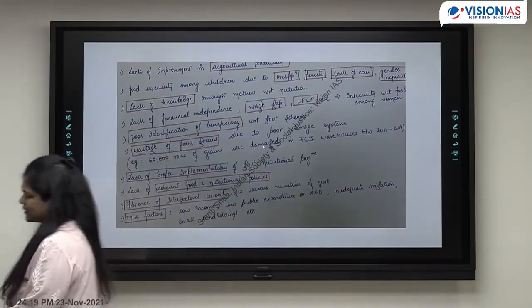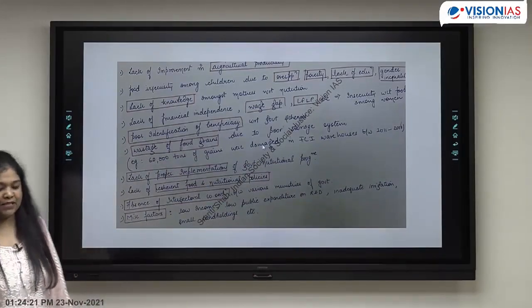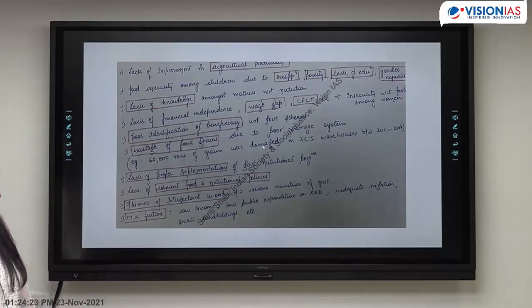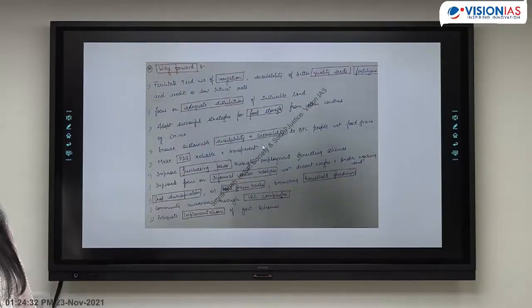And then you can put down, as a miscellaneous factor, that basically there is low income, small land holdings, so food productivity is not improving, and expenditure on research and development is not there. So you might add these points to it. Now comes what should be the way forward.